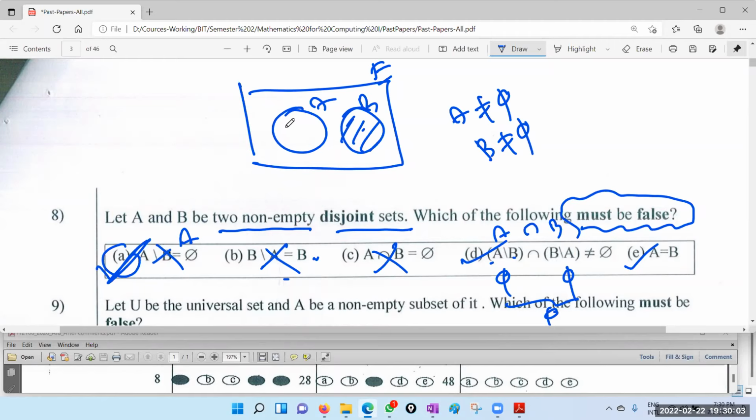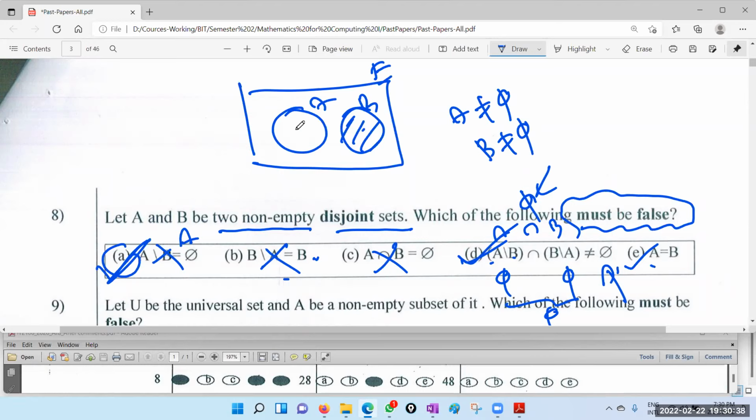A minus B is definitely A. B minus A is definitely B. So then A intersection B is definitely 5, because they are disjoint, right? So therefore, yes, A intersection B must be 5. The answer says it is not equal to 5. So when we know that it must be 5, your answer says not equal to 5. This must be false, right?